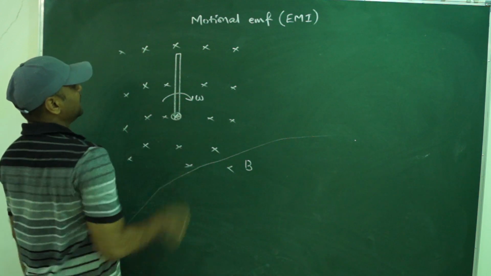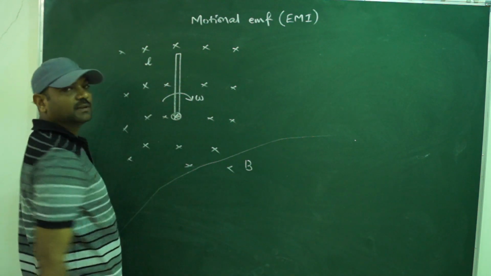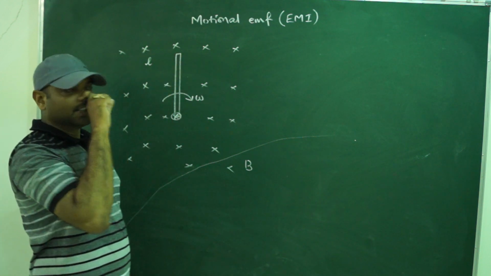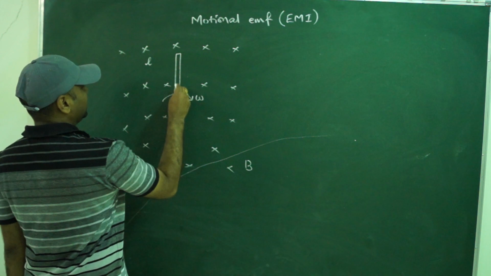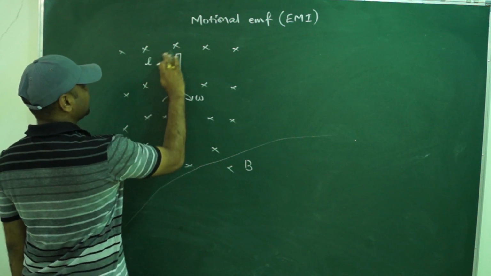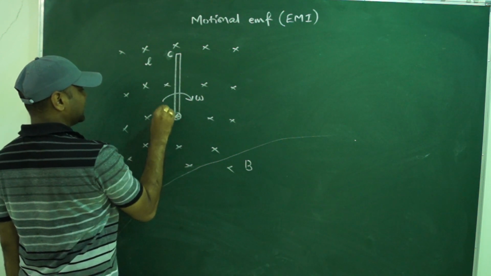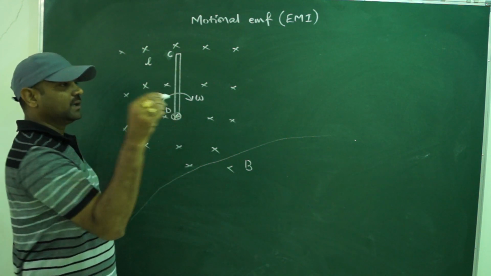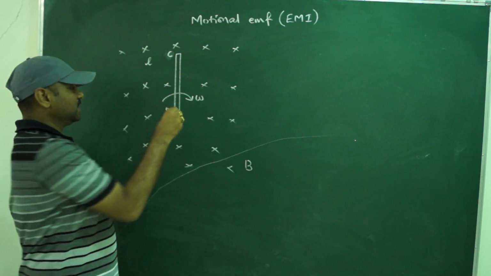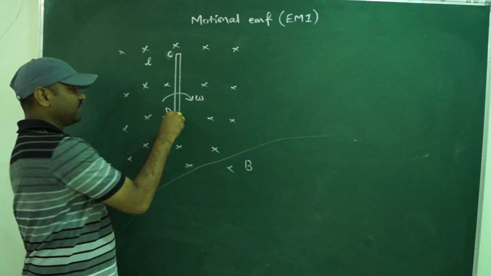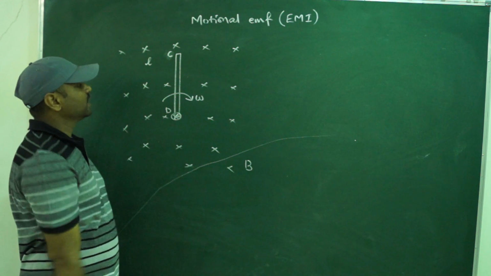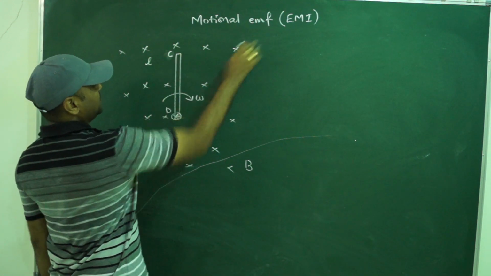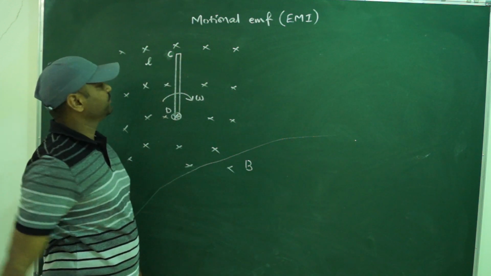So if it is rotating with angular velocity omega, and the length of the rod is L, then I want to identify the potential difference across the ends. Here I am taking C as one end of the rod and D as the other end, and it is rotating about an axis of rotation passing through D and perpendicular to the rod. So this is the axis of rotation, which means the axis of rotation is parallel to the magnetic field. Now this is the scenario, and we are going to find out motional EMF for a rotating rod.